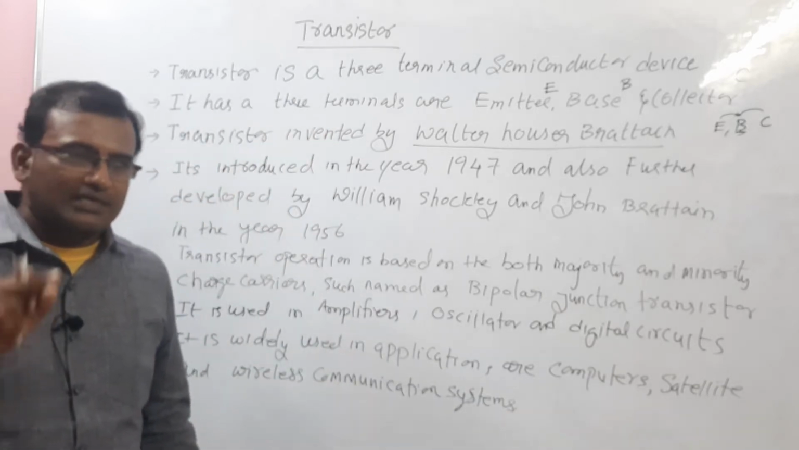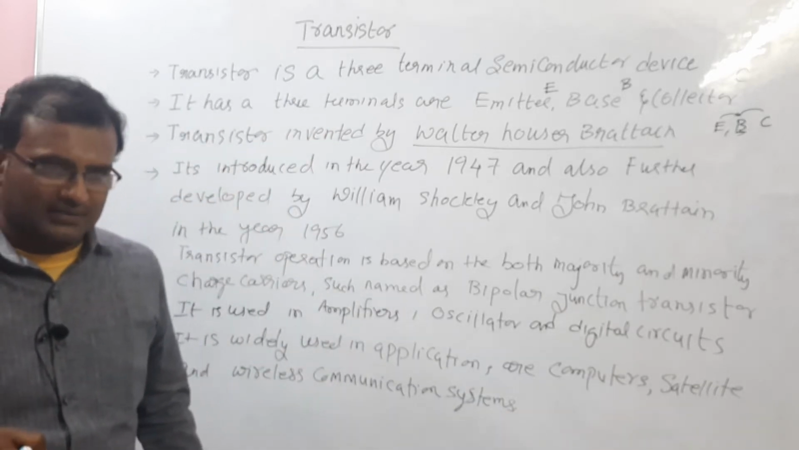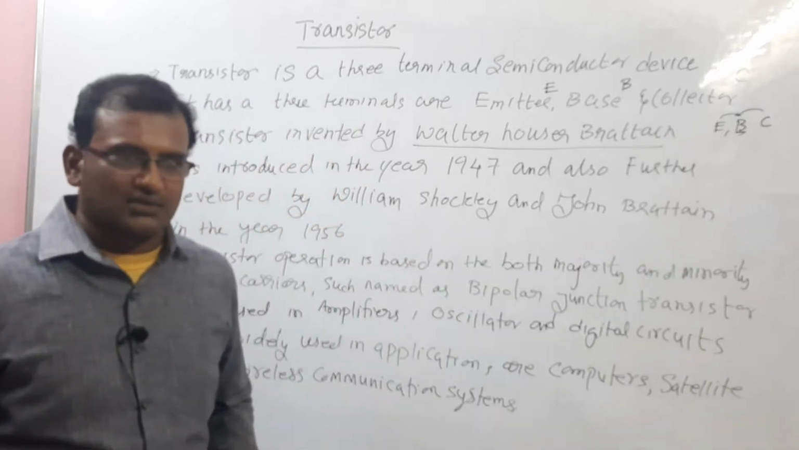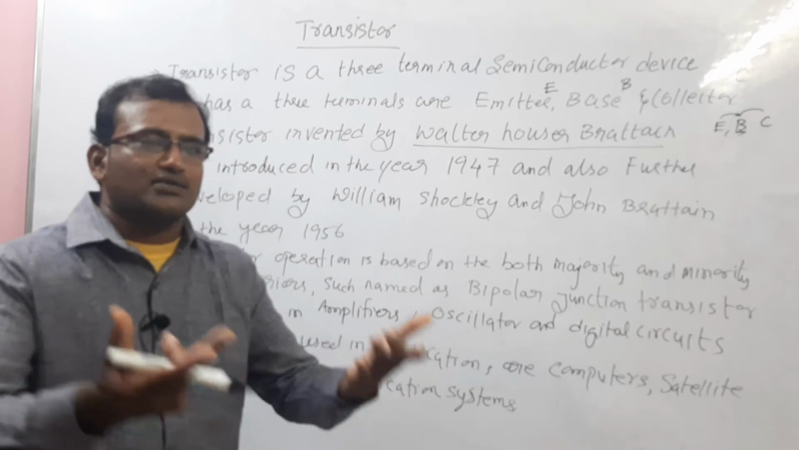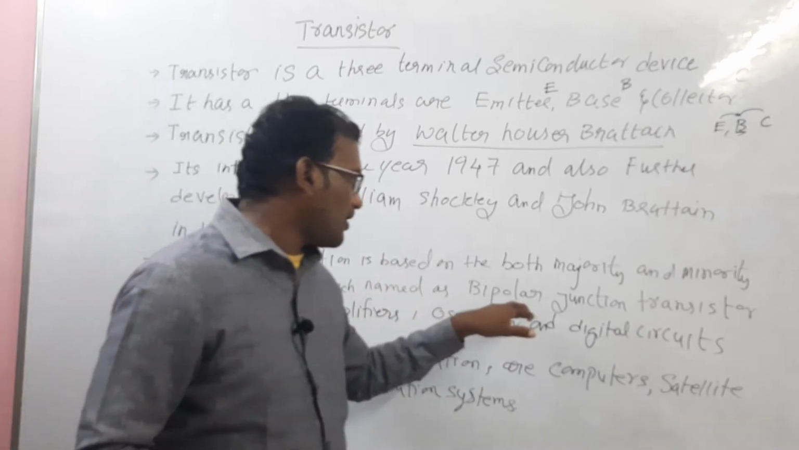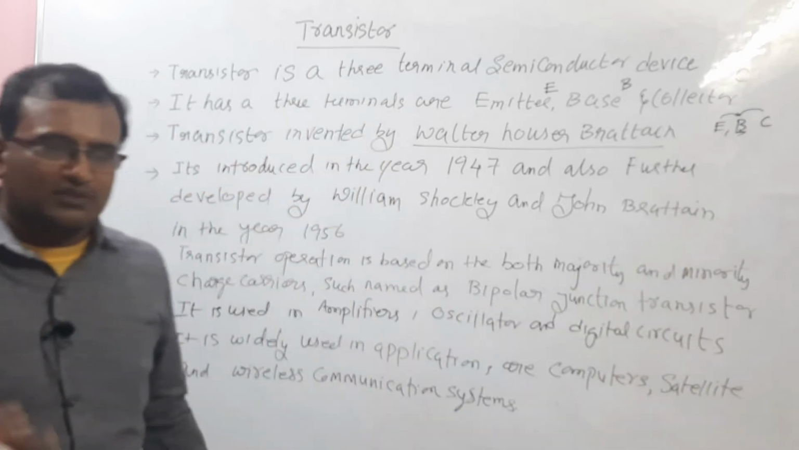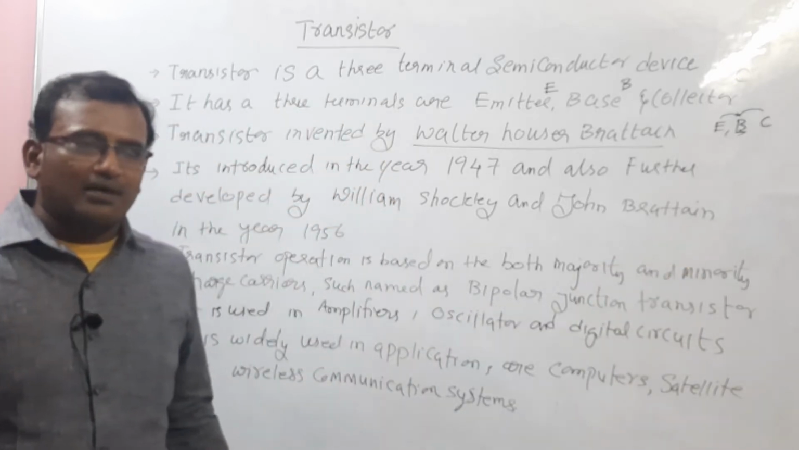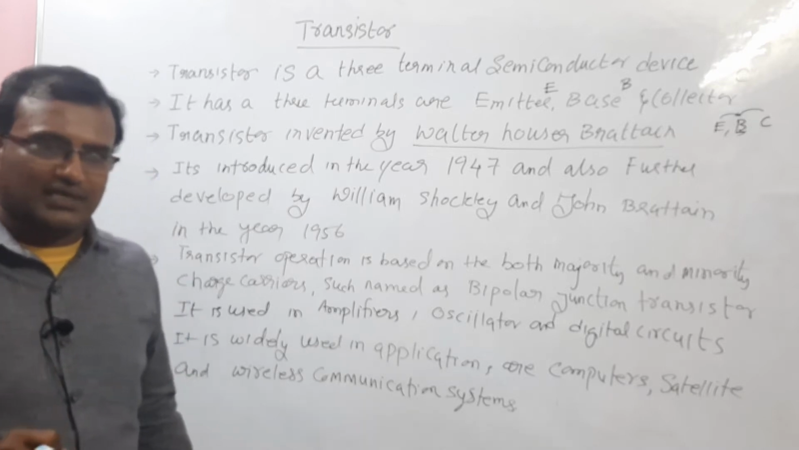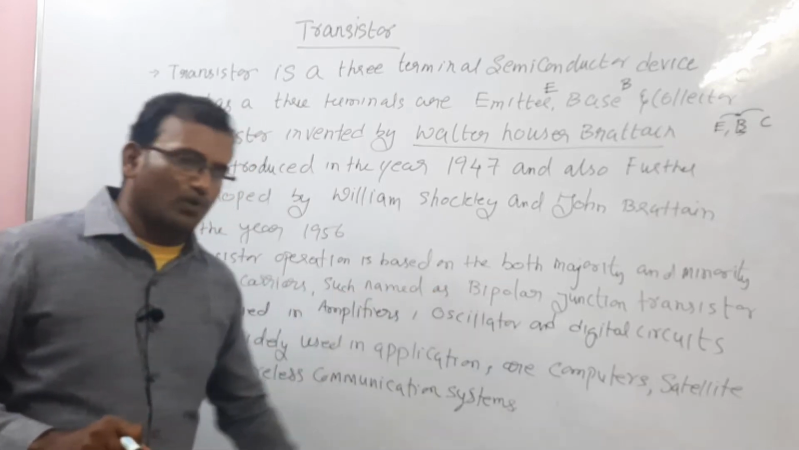Simply you can say that it is a bidirectional device. Why? Because of both majority and minority charge carriers. What are the charge carriers? Either electrons or holes. There is a movement of charge carriers, and that's nothing but a bipolar junction transistor. So simply you can say that BJT is a bipolar junction transistor and it is bidirectional. Is it clear? That's about BJT.